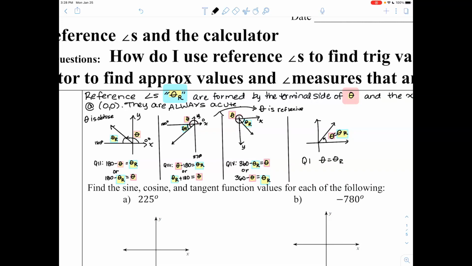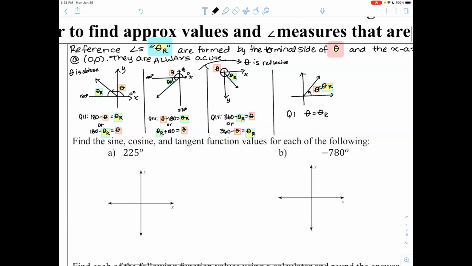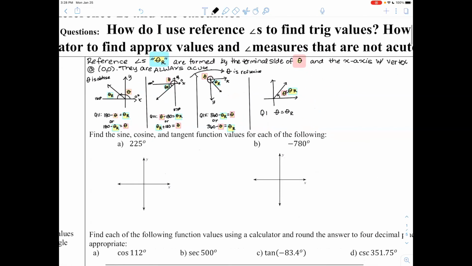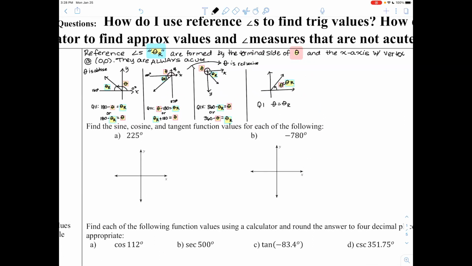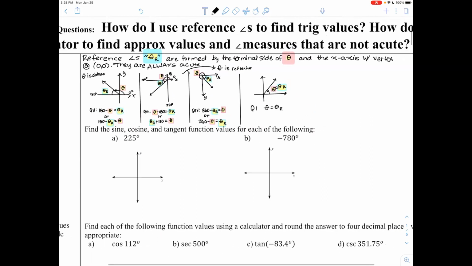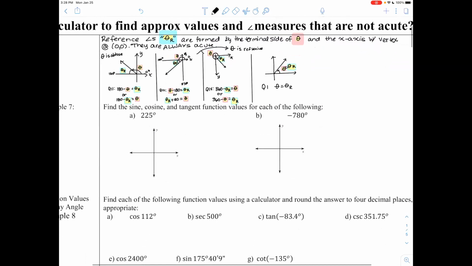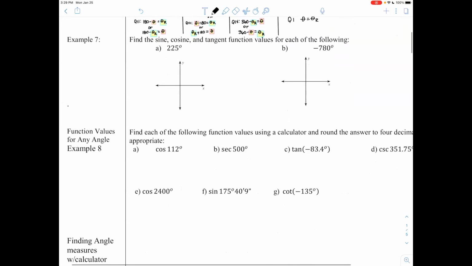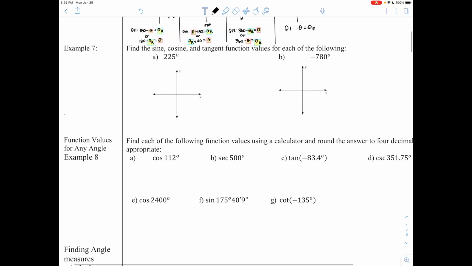Or, well, sometimes if you're looking at a cosine of theta, it'll give you between 0 and 180 degrees, because cosine's got a different little situation going on, but we'll talk more about that in a little bit. Okay, so here let's just look at a couple of examples. So here in example 7, it says find the sine, cosine, and tangent function values for each of the following.